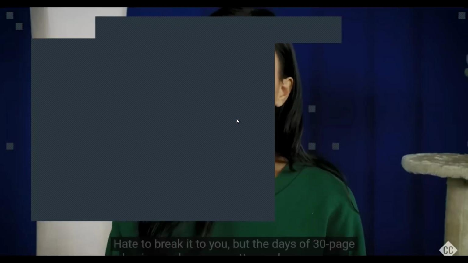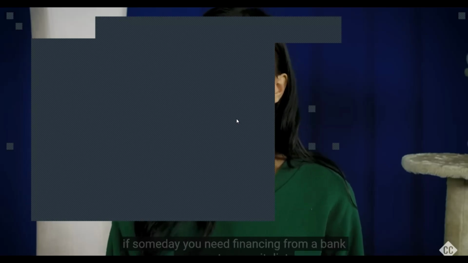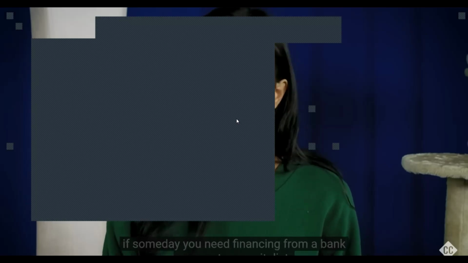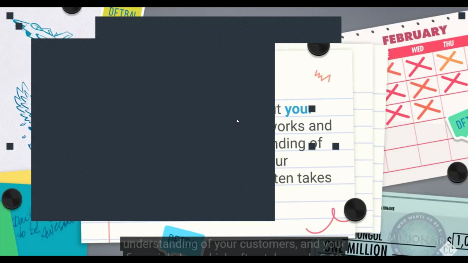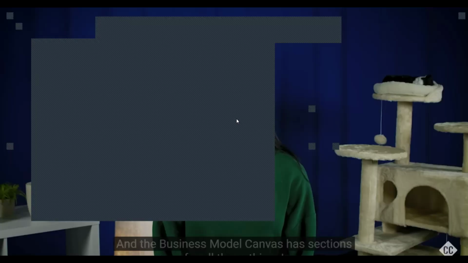Hate to break it to you, but the days of 30-page business plans are pretty much over, even if someday you need financing from a bank or a venture capitalist. Most lenders care about your story, proof your idea works and is wanted, an understanding of your customers, and your financial plan, which often takes 5 to 10 pages tops. And the Business Model Canvas has sections for all of those things.